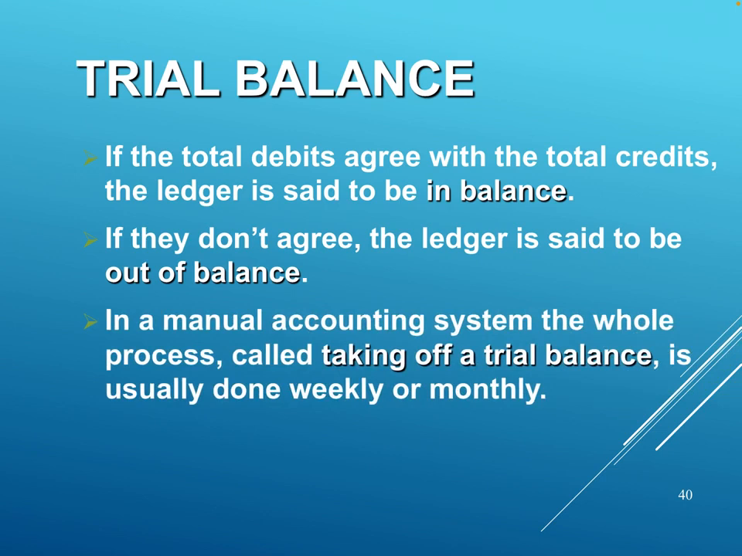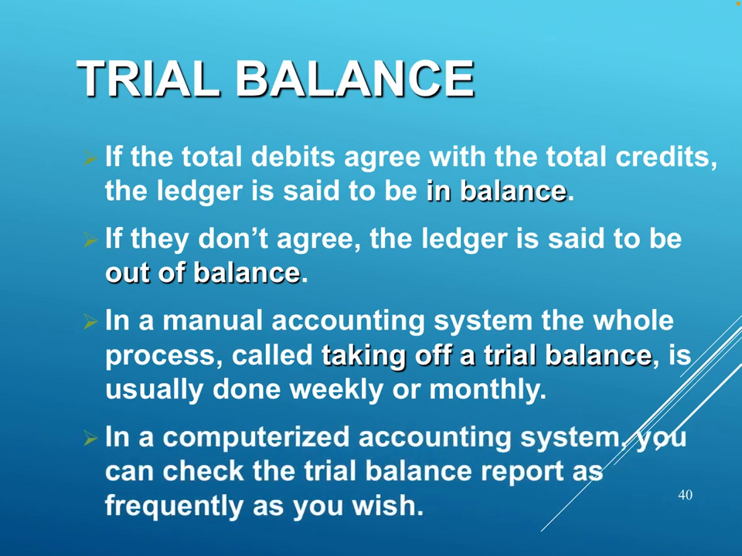In a manual accounting system, the whole process is taking off a trial balance, and it's typically done weekly, monthly, etc., because mistakes can happen, and if they do, you have to fix it because you have to have your debits equal to your credits.